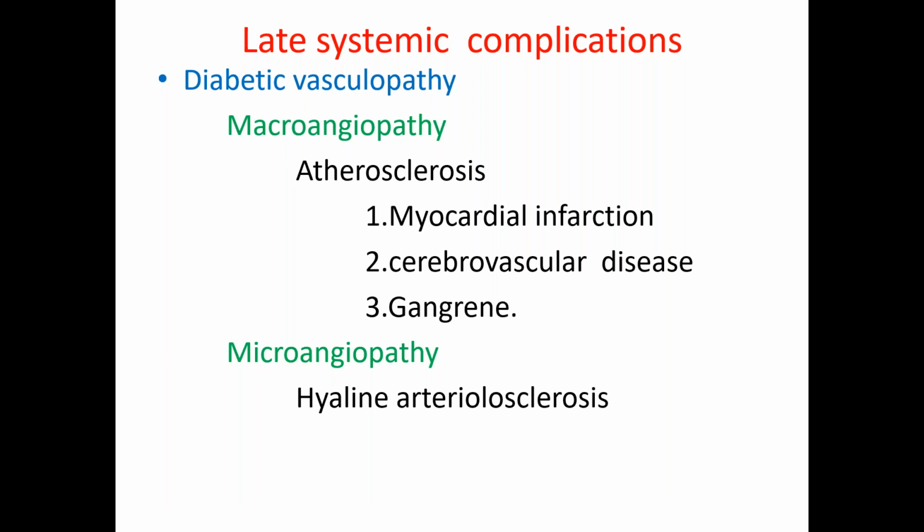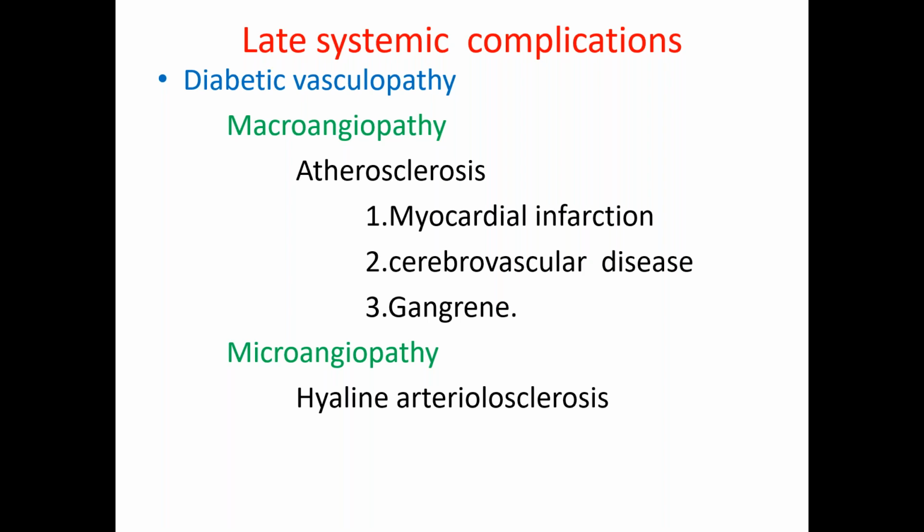And there are other important systemic complications like diabetic vasculopathy. Diabetic vasculopathy is involvement of the blood vessels. Both large vessels and small vessels are affected. The changes which are seen in the medium-sized muscular arteries and large vessels like the aorta are described as macroangiopathy. Macroangiopathy affects large vessels like the aorta and medium-sized muscular vessels. Medium-sized muscular vessels supply the heart, cerebral vessels, and also the limbs.